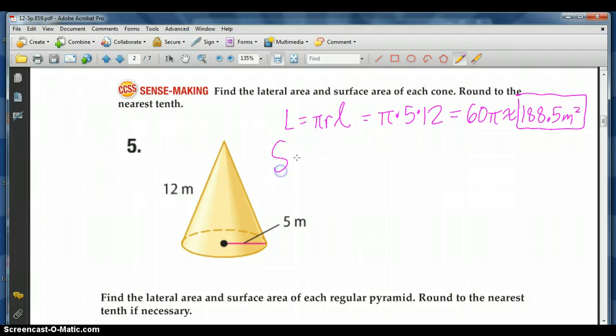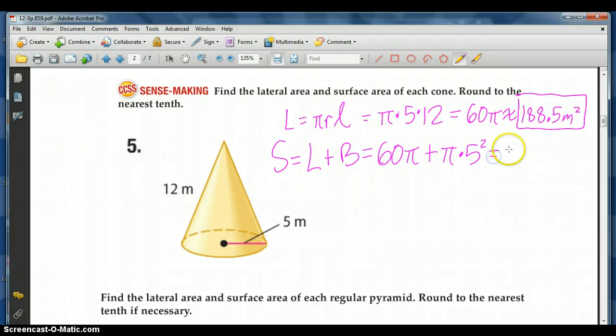Our formula for surface area is lateral area plus the area of the base. So our lateral area is 60 pi. The area of the base is pi r squared, since it's a circle. So this would be 60 pi plus 25 pi, so we have 85 pi. And to the nearest tenth, 267. And there's our surface area.